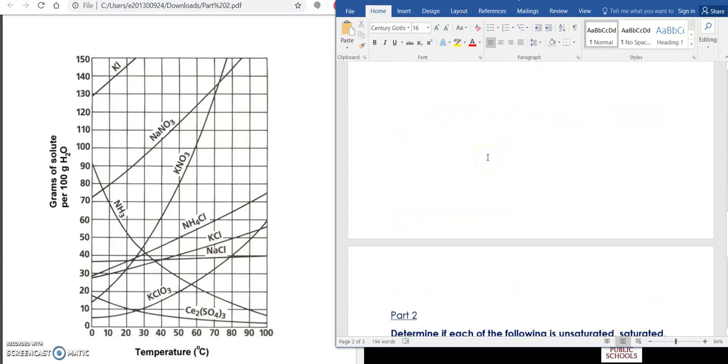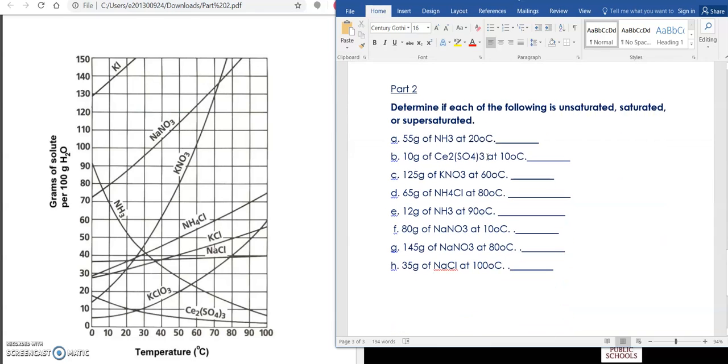But the other part of that is going to be able to identify, is it saturated? Is it supersaturated? Is it unsaturated? So we're going to look at the same graph, and we're going to kind of flip it a little bit, and we're going to say, is this saturated, unsaturated, or supersaturated? So let's look at the first one.